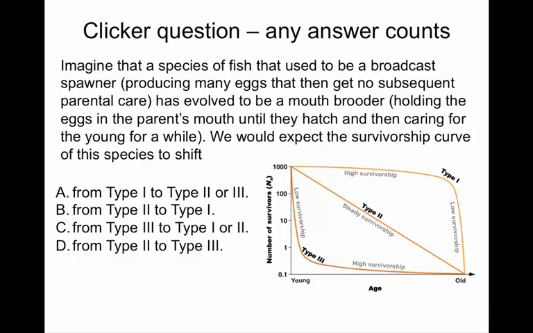Now later on in the evolutionary history of this particular fish, it evolved to be a mouth brooder. These are fish that hold the eggs or the fertilized eggs in the parent's mouth until they actually hatch, and then care for the young for a while. So this is an increased parental care over evolutionary time. How would you expect the survivorship curve of this species to shift during this same time period during the evolutionary change from a broadcast spawner to a mouth brooder? Would you expect this particular species to go from type 1 to type 2 or 3, from type 2 to type 1, from type 3 to type 1 or 2, or from type 2 to type 3?